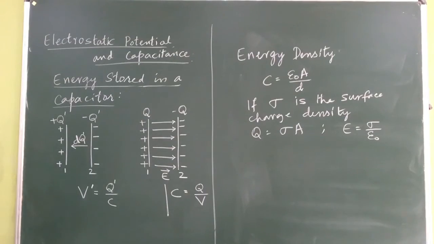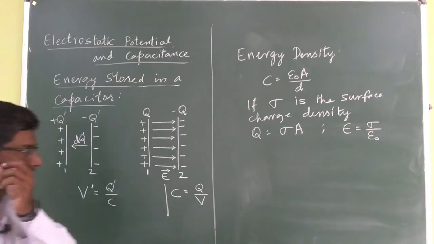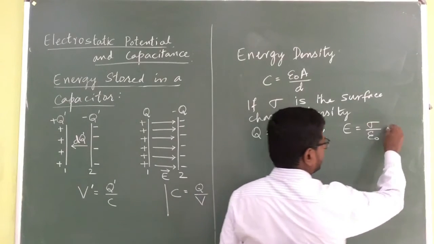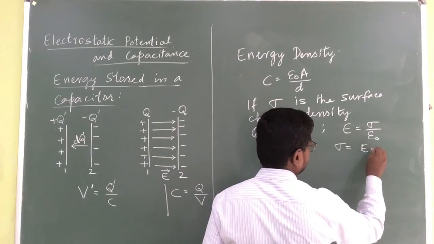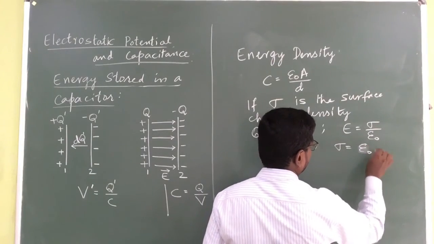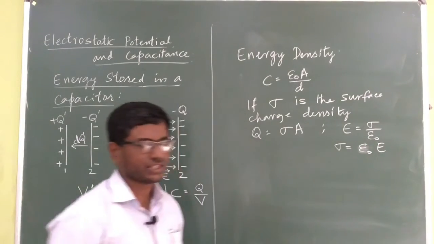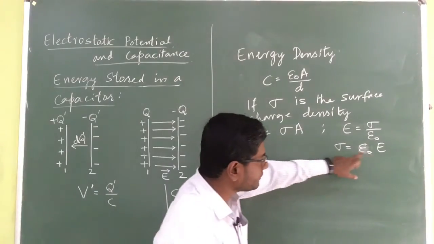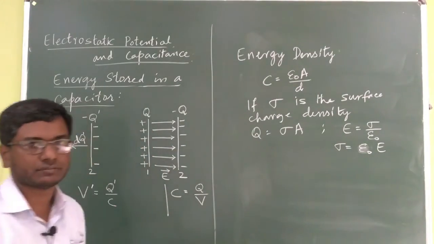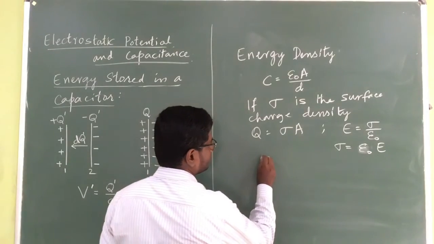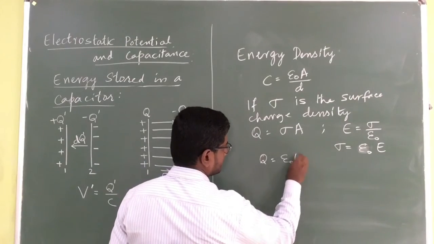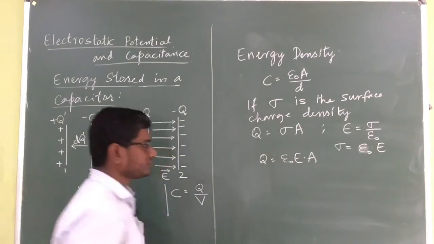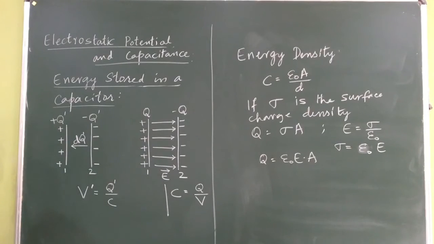Now, what I have for the electric field is, I can rearrange this equation. I am going to get sigma is equal to epsilon naught into E, just a cross multiplication, and using this equation for sigma into this equation. So what is it going to become? It is going to be Q is equal to epsilon naught E into A. So now I have the charge in terms of electric field.